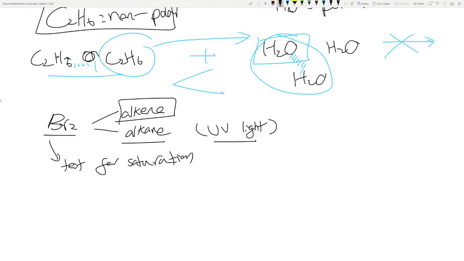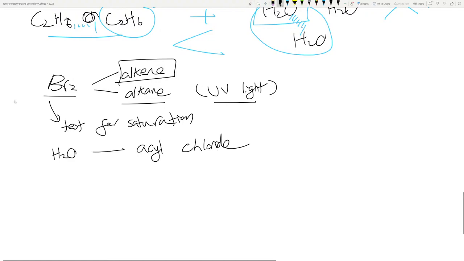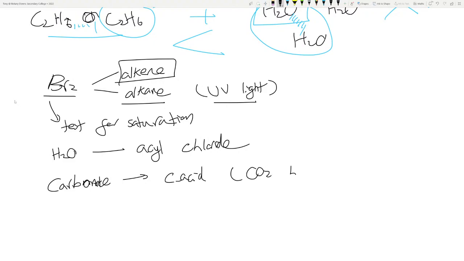And then you have the water. Now, this is something I learned this year. Water is amazing to identify acyl chloride or acid chloride. You're gonna see white fumes, and if you test the fumes with litmus paper, they'll turn red. You also have carbonate. Carbonate is amazing at distinguishing carboxylic acid, because you're gonna see CO2 bubbles, because acid plus carbonate give you salt, water, and CO2 gas, you're gonna see that.